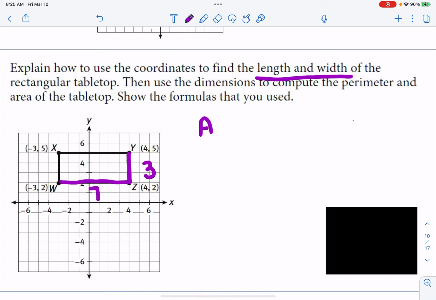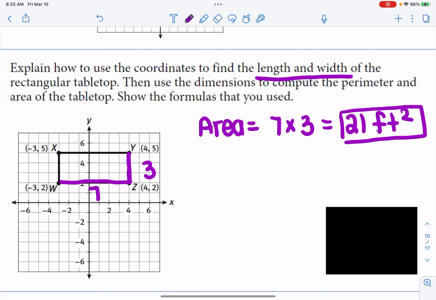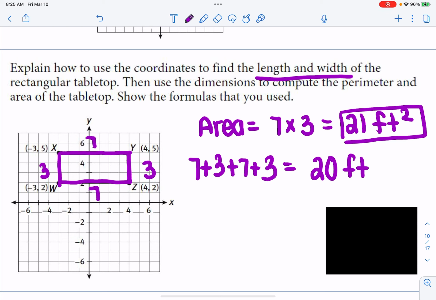For the area now, you're going to multiply your base times your width, and that's going to be 21 feet squared. That would be the area. For the perimeter, that's where you have to add up all of your sides. So this would be also 7, and that would be 3. So you would add 7 plus 3 plus 7 plus 3, and that's going to give you 20 feet, not squared because it's just the perimeter. So again, it's two different methods of how to do this, but you need to know how to do both. Alright, so let's make it just a tiny bit harder now.